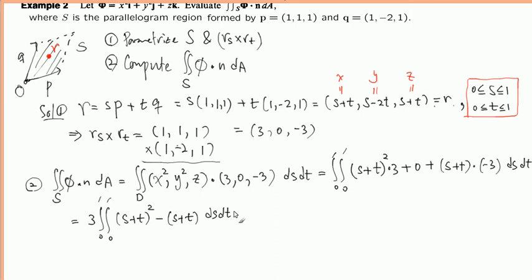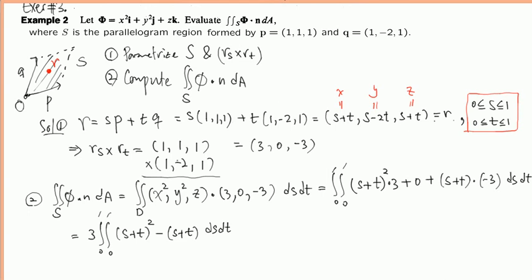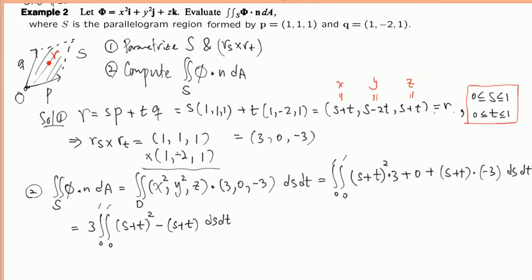All right, how was it? You all right? Any question? Because it's flat, your r_s cross r_t, in the way we parameterize it, turns out to be constant. But if it is curved, you will have s and t in it, just like the Monge parameterization we just did.